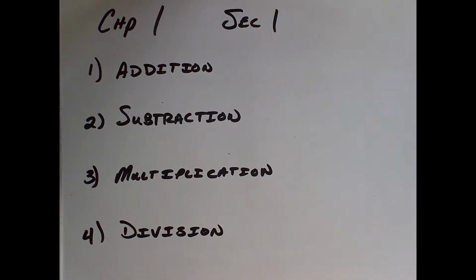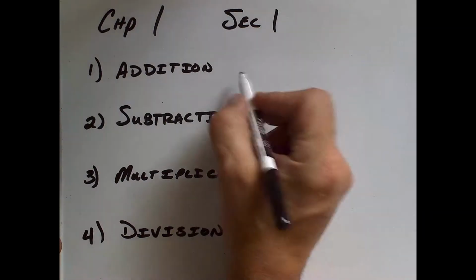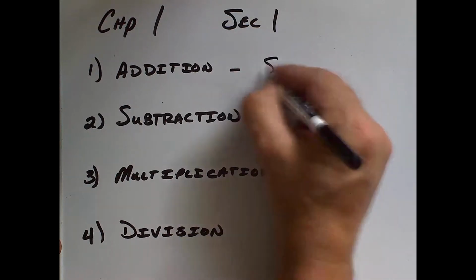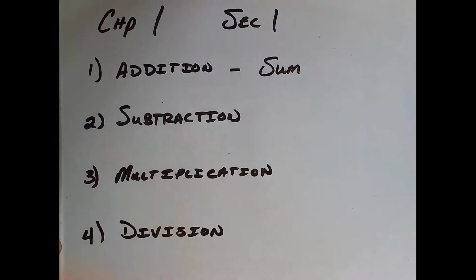Chapter 1, Section 1. What we're going to go over to start off our Chapter 1 is some terms. You'll see terms on the screen right now of addition, subtraction, multiplication, and division. What are terms that go along with that? If we're going to take a look at addition, we're going to use the term sum. Those are interchangeable. If we sum something, we're using addition.